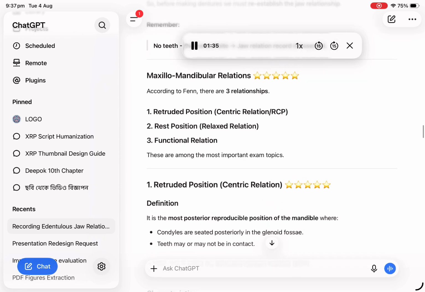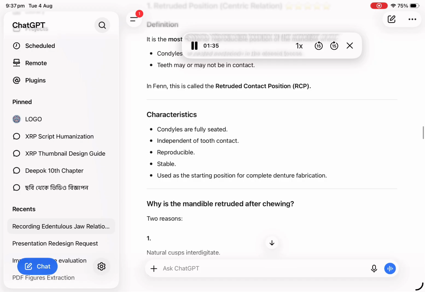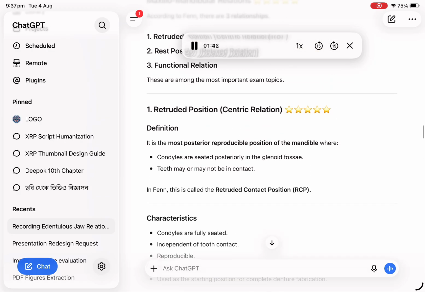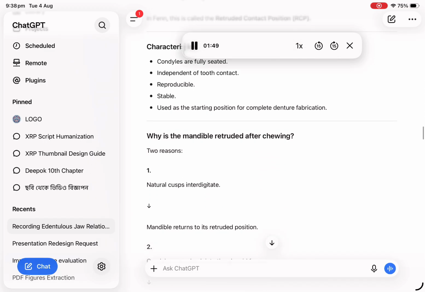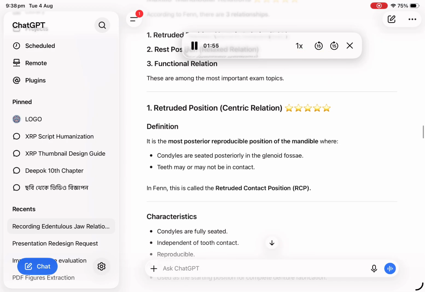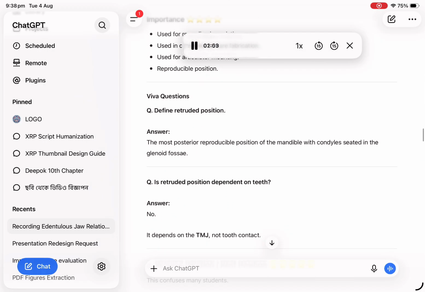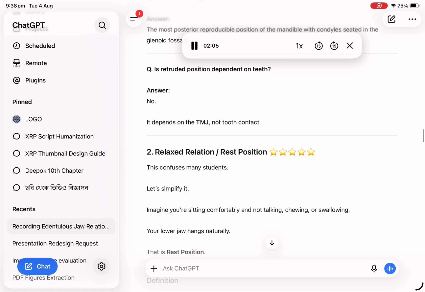A. Retruded position. Retruded contact position, RCP, biological concept. This is a joint position, not a tooth position, not a muscular position. It describes where the condyles sit inside the glenoid fossae. Fenn's definition: the mandible is retruded, condylar heads lie posteriorly in the glenoid fossae. Modern prosthodontic interpretation: today, we generally discuss this under centric relation, CR. Modern CR is not exactly identical to Fenn's description.